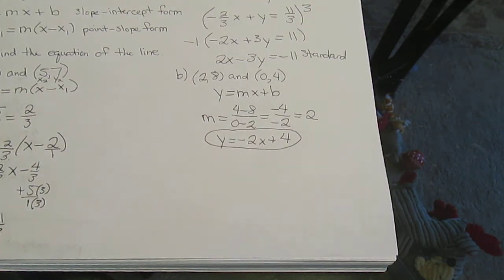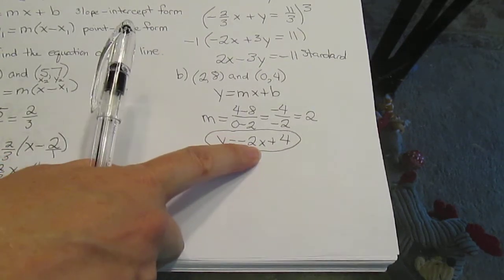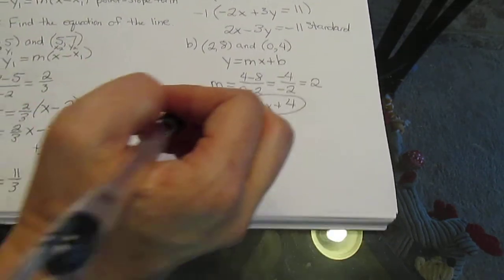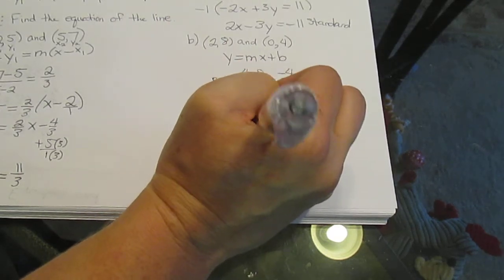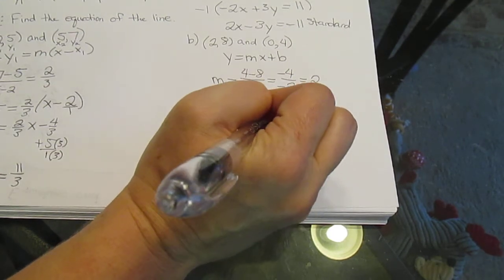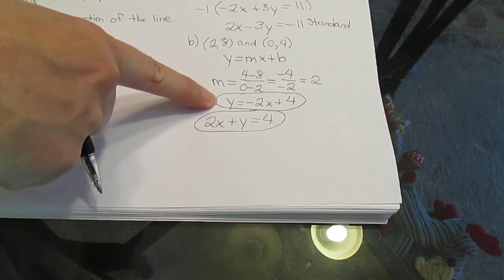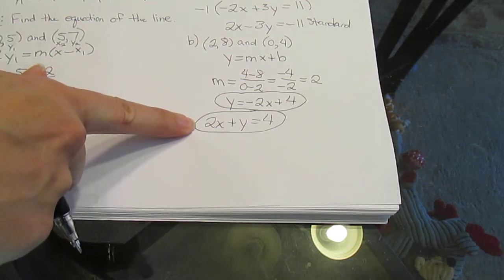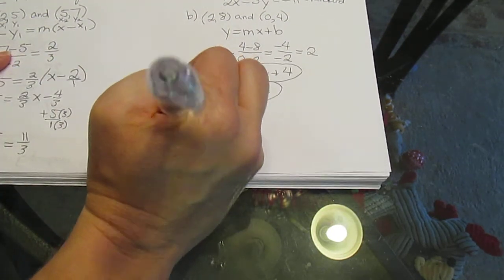Well, what if I wanted to change it into standard form? We just need to move the x over, so we'll add 2x to both sides and get 2x plus y equals 4. Well, that one is already all whole numbers, so we're done. We've got slope-intercept form and we've got standard form. Let's try one more, part C.